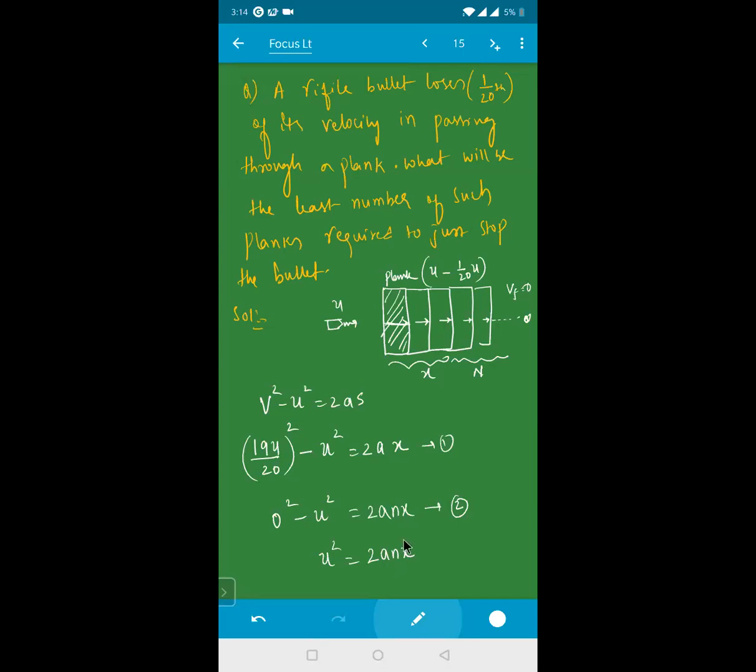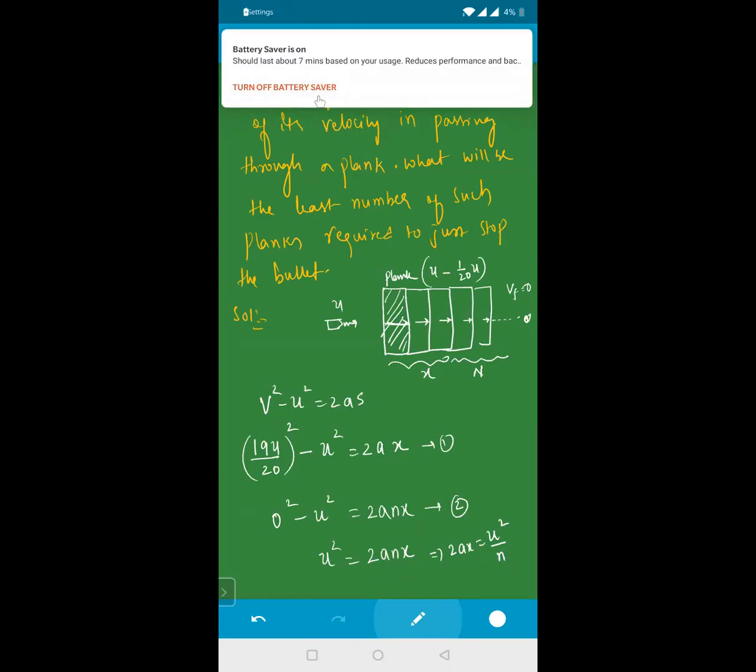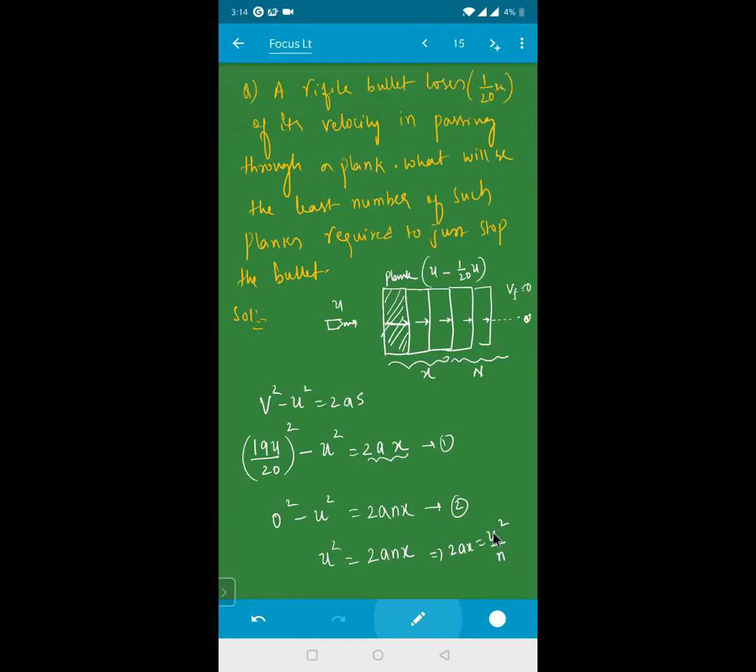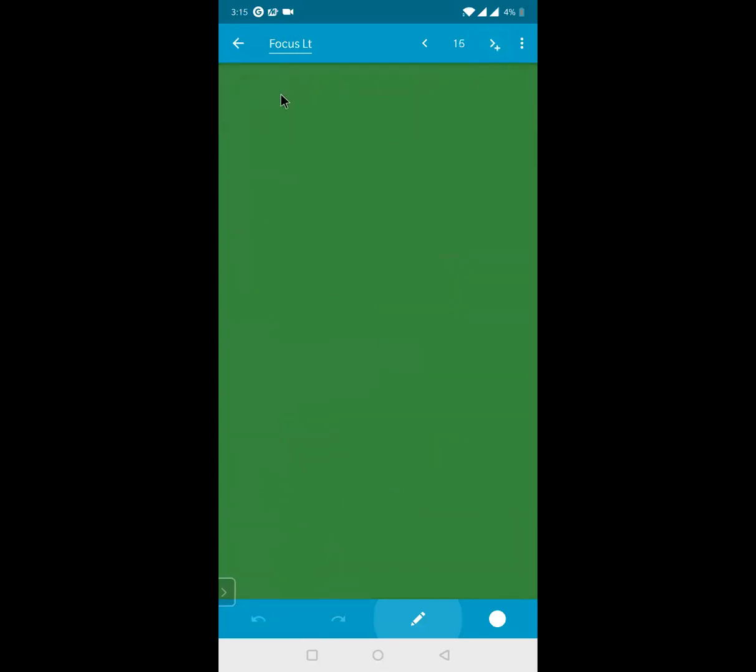Yes, sir. See here, 2a into x. So 2a into your x can be written from this one. 2a into your x will be equal to u square by n, I can write. This means 2a into x can be written as u square by n. This is 2ax, na beta? 2a into x, this n take to the other side. So it will become for me u square by n. So if I write that value right now there, how much will this become?